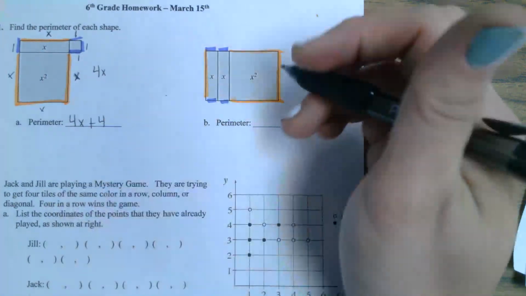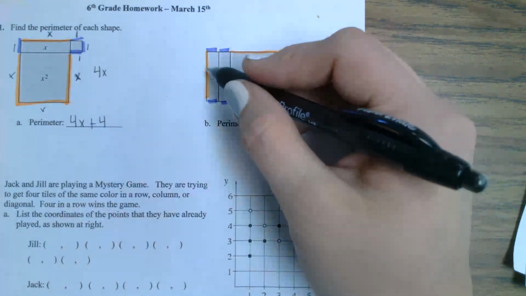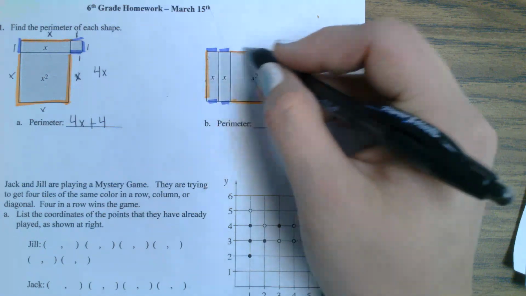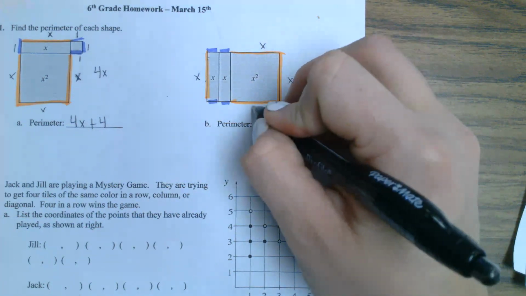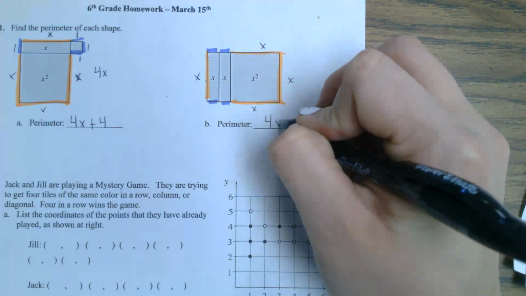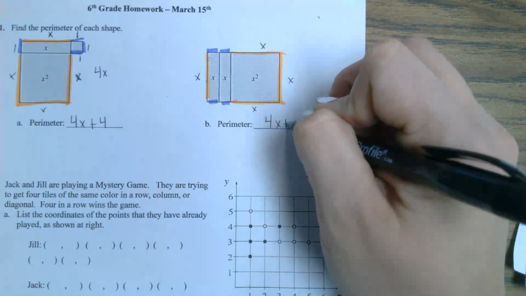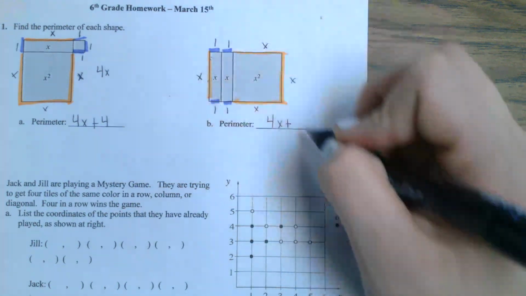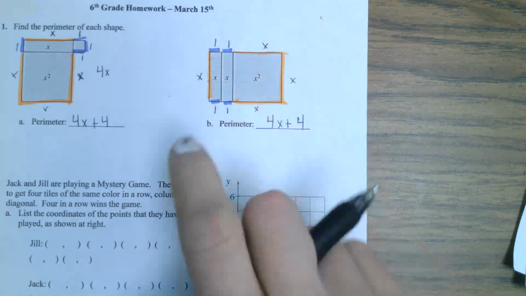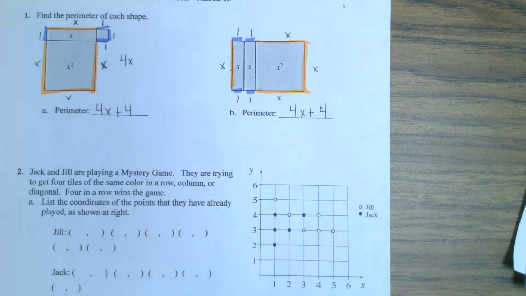If I go to my next shape, again, I'm going to count the orange ones. So I have 1, so an x, 1, 2, 3, 4. So I have 4 x's plus 1, 2, 3, 4. 4 ones. My perimeter for both of these shapes is actually the same. My areas are what is different.